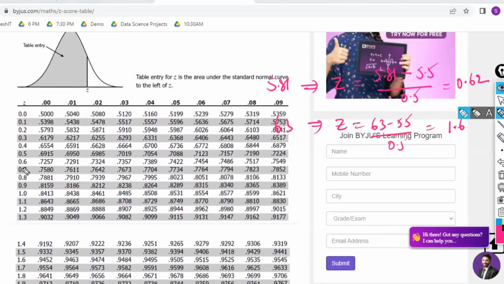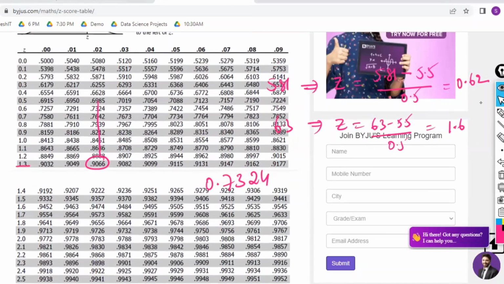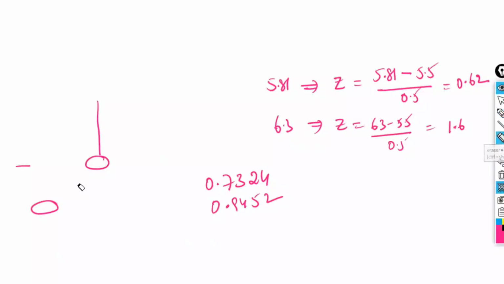Positive 0.62. This is 0.6 and 2, this is 0.7324. Okay. Now for the second one, 0.63, 1.6. For 1.6, what is the z-score? 0.9452. This is the one. Right? Now I have two z values and the corresponding probability values.